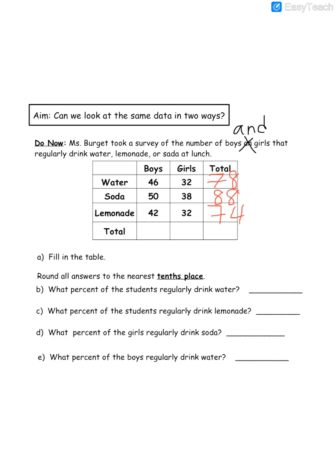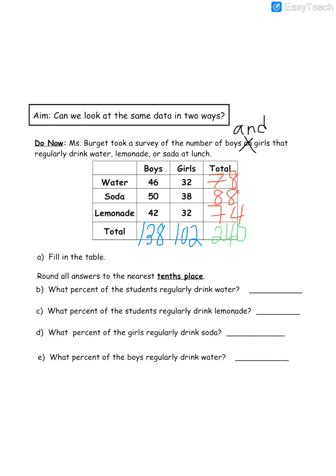And then I can add going the other way. I'm going to add going down. 46, 50, 42, I get 138. 32, 38, and 32, I get 102. And then if I added going either way, going across this way or going down, I would still get the same answer. And in this case, I get 240 total people or so.